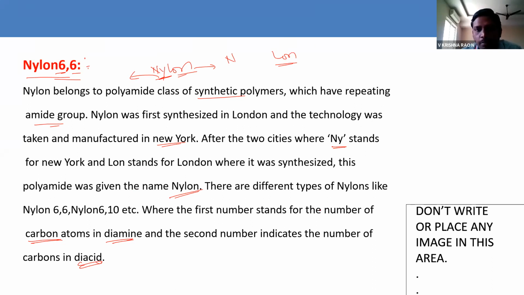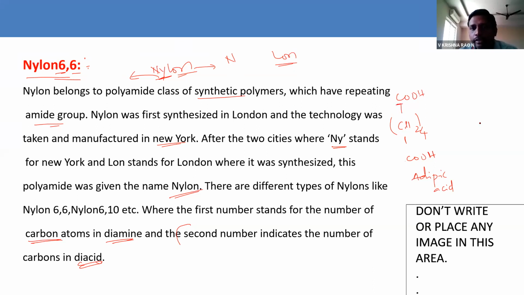The first number stands for the number of carbon atoms in the diamine, and the second 6 in 6,6 stands for the number of carbons in the diacid. In the preparation of nylon 6,6 we take adipic acid, HOOC-(CH2)4-COOH. This is the monomer, adipic acid, and the second number indicates the number of carbons in the diacid. Here there are 4 carbons and one more at each end, which indicates the 6.